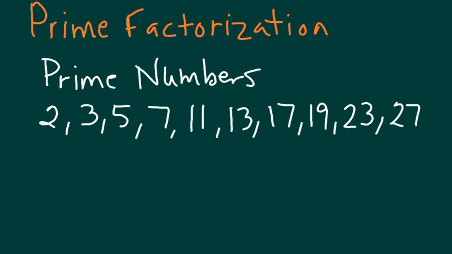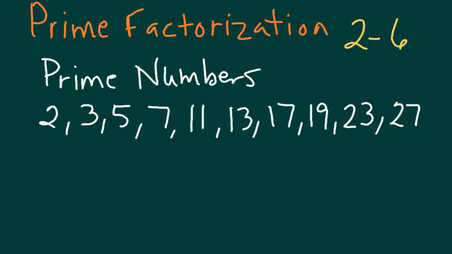Prime factorization. This is section 2-6. In order to do prime factorization, first we have to remember what prime numbers are. Here's a list of prime numbers. All these numbers are prime. What makes a number prime?